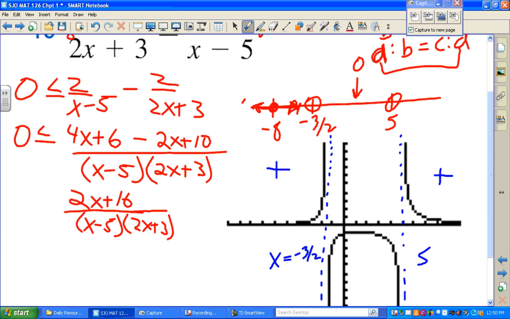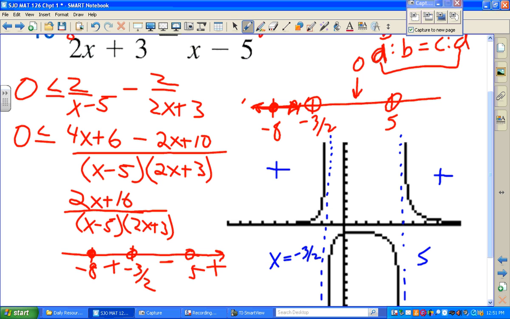Now we got the players in the game. Closed dot at -8. Open dot at -3/2. And open dot at 5. Well, judging by the graph, I know this region from -8 to -3/2 is going to be what? Positive. I know from -3/2 to 5 it's going to be a negative region, right? And everything past 5 is going to be a positive region. The only thing I don't know is about -8.